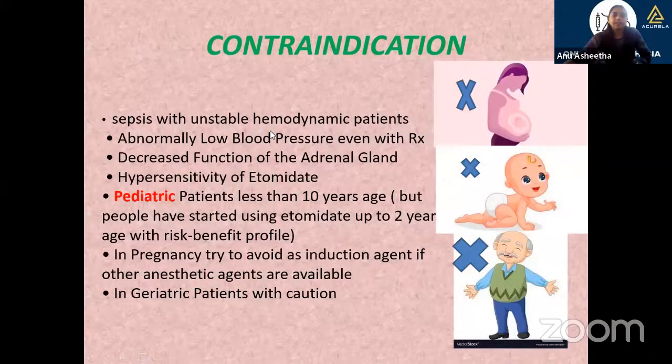So contraindications: pregnancy, pediatric, and geriatric are all relative contraindications only. In pediatric patients less than 2 years, it is absolutely contraindicated. Otherwise, in pregnancy and geriatric patients it can be given. In hemodynamically unstable patients, it should not be given. Then abnormally low blood pressure even with treatment, these people should not be given etomidate. And hyperfunctioning of the adrenal gland and hypersensitivity to etomidate. These are the main contraindications.